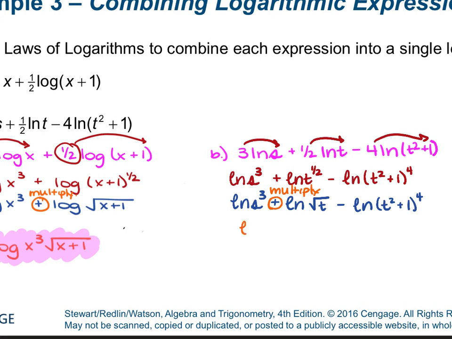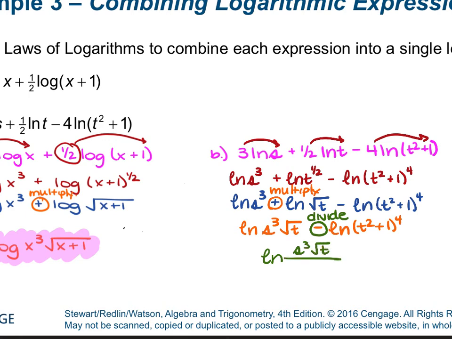you're going to have ln s cubed times the square root of t. You still have that minus natural log t squared plus 1 to the 4th power. That subtraction means to divide. So this is going to simplify to be the natural log of s cubed times the square root of t all over t squared plus 1 raised to the 4th power.